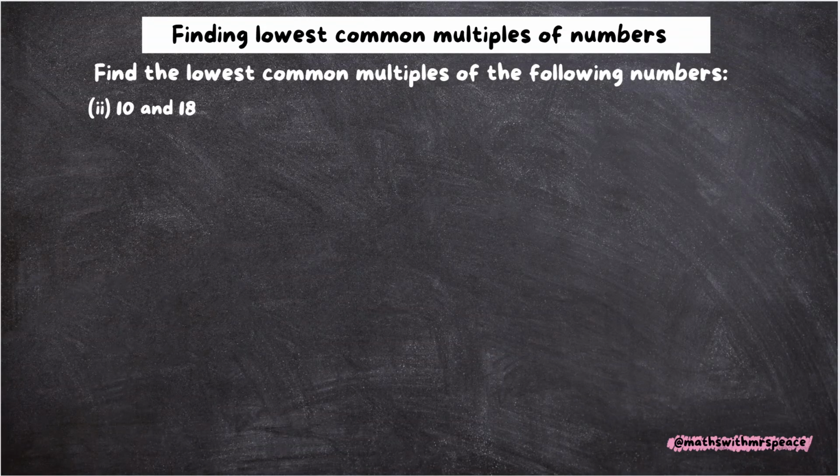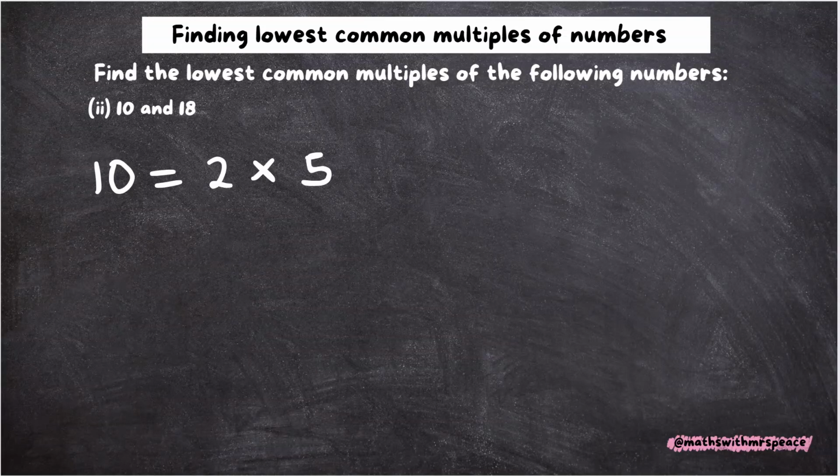Find the LCM of 10 and 18. Just like we did for the previous example, we'll express both numbers in index form and then find the LCM. I think we're going to move faster now. So we know that 10 can be expressed as 2 times 5.